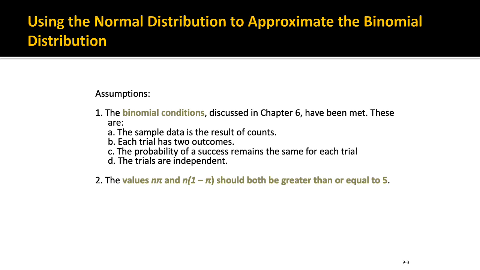There are specific conditions in terms of sample size. In this case, n times pi, the number of trials times the probability of success, and n times 1 minus pi, the number of trials times the probability of failure, should both be greater than 5, which we'll safely assume for our examples will in fact be true.